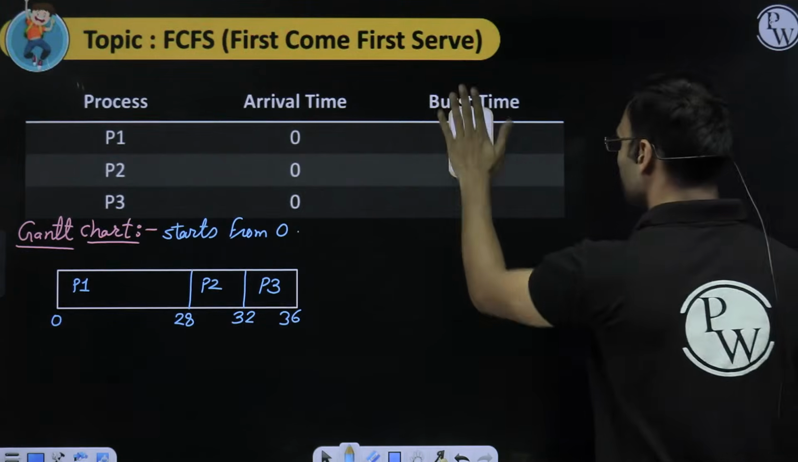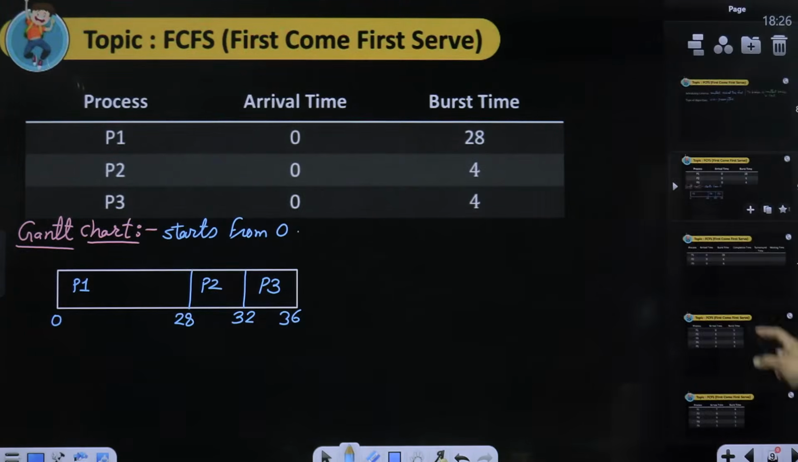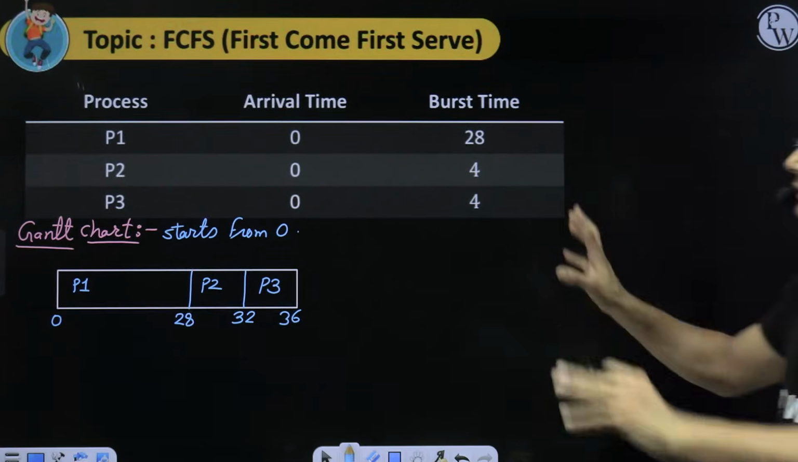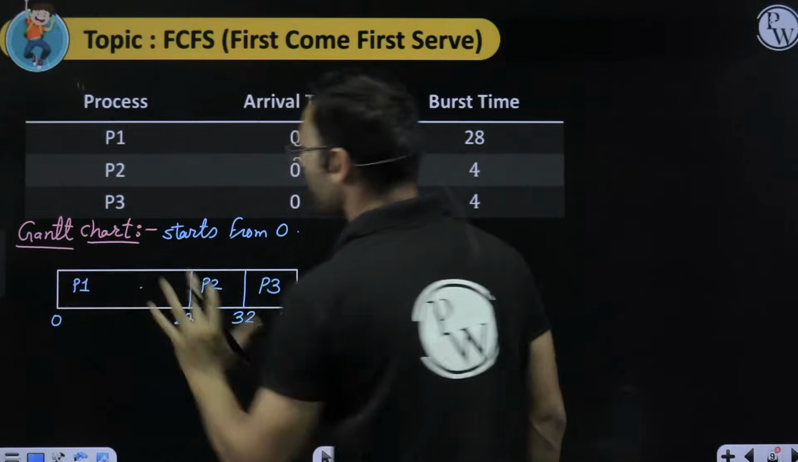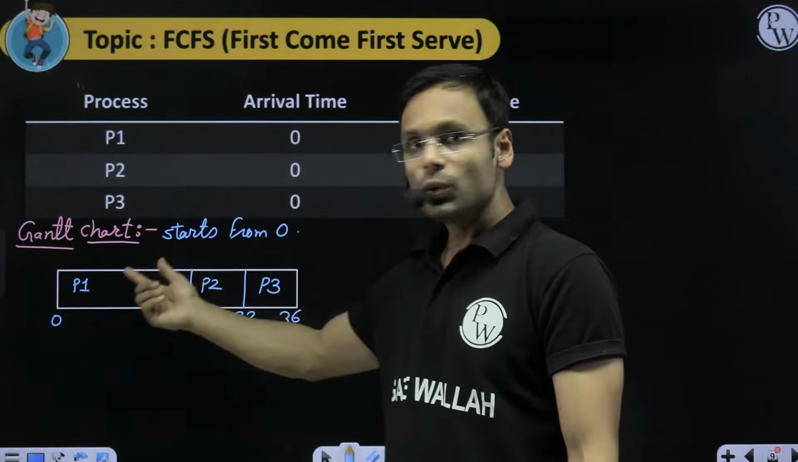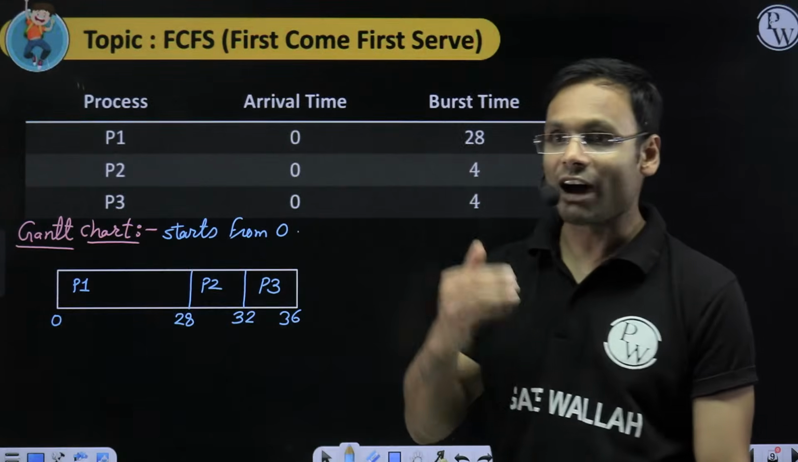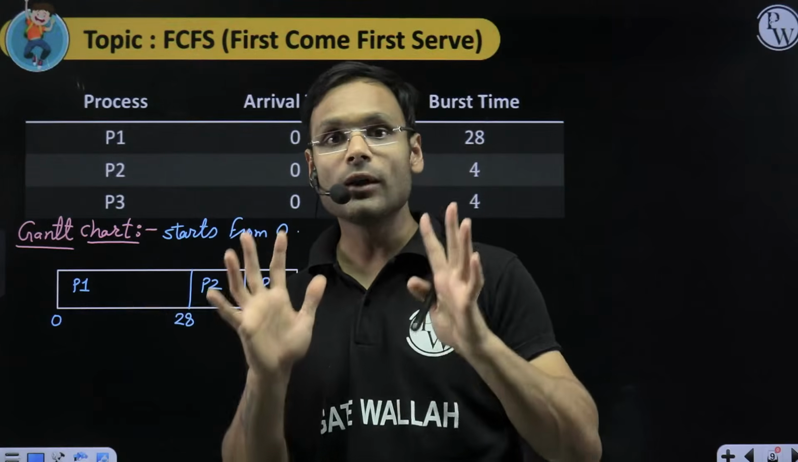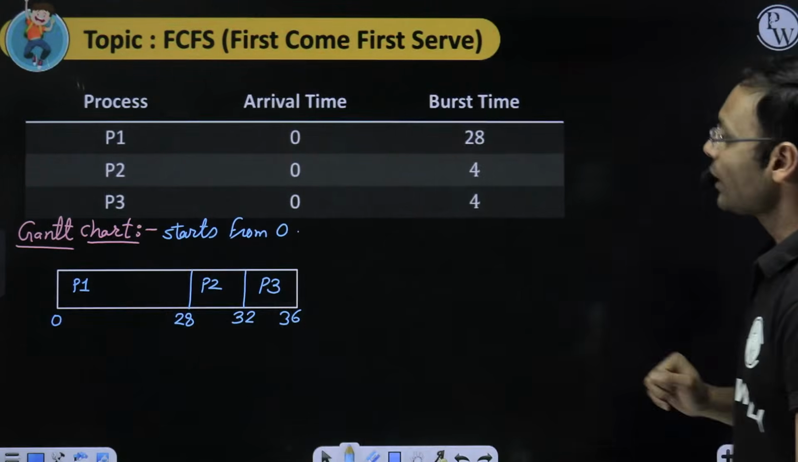Is this clear to everybody? If yes, then this is what is unique for each and every algorithm. For every algorithm, we need to just make the Gantt chart. After this, the entire procedure is the same for all the algorithms. All means all.